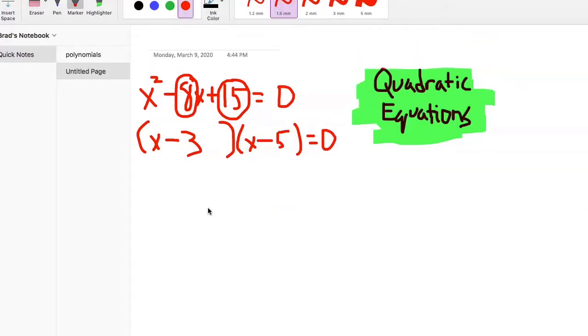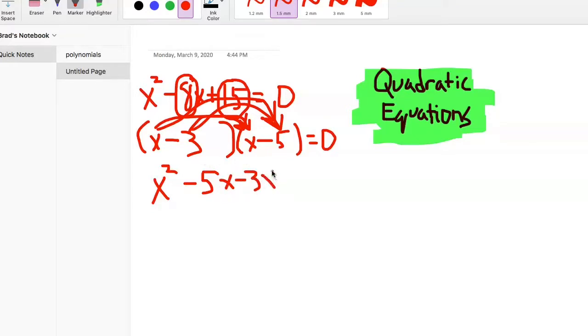Okay, and if you want to go ahead and multiply this out, the way it works is you go inside times inside, inside times outside, and so on. So what we're left with is x times x is x squared, x times negative 5 is negative 5x, negative 3 times x is negative 3x, and then negative 3 times negative 5 is plus 15, right? And we're just checking to make sure we put in the right numbers.